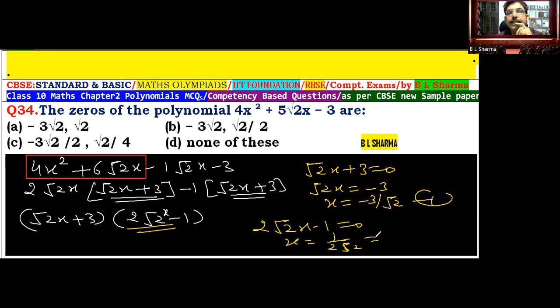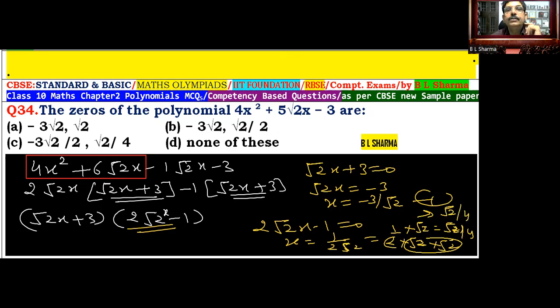So you can rationalize now. We can rationalize here, that is 1 by 2 into root 2. Rationalize the denominator by multiplying numerator and denominator both by root 2. So that is root 2, and root 2 into root 2 into 2 is 4. So square root of 2 by 4. So the second zero is square root 2 by 4.